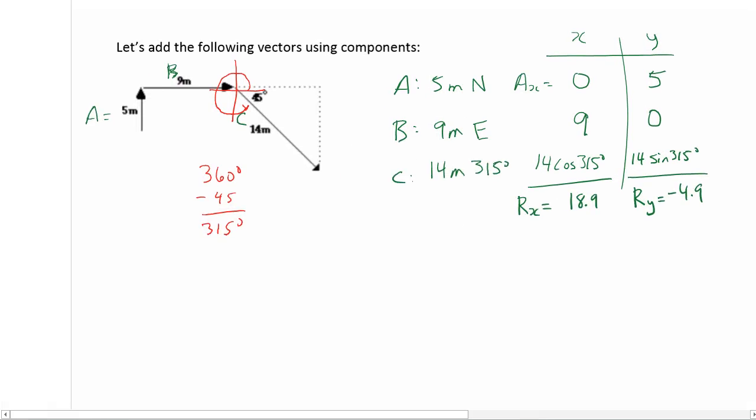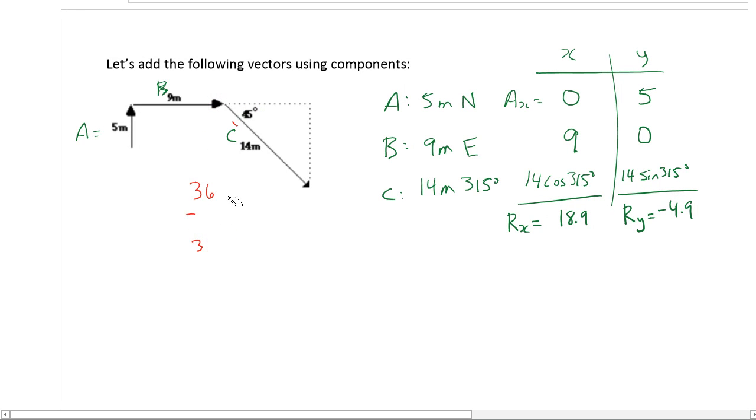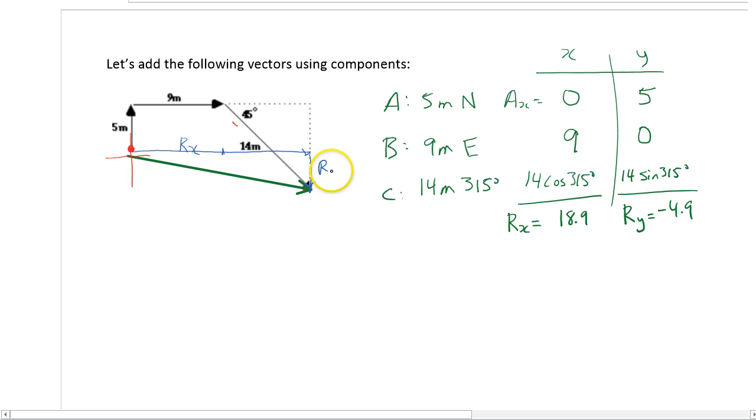Looking back at our original vector here, I'll just clean this up a little bit. The resultant is going to start here and it's going to end there. So my resultant is going to be over there. Thinking about the direction, the x amount will be 18.9. So here is the x amount. That is 18.9. It's 9, there's the 9 part, plus whatever the x component of that was, right? The y component of the resultant is this one. So this is Rx, and this one is Ry.